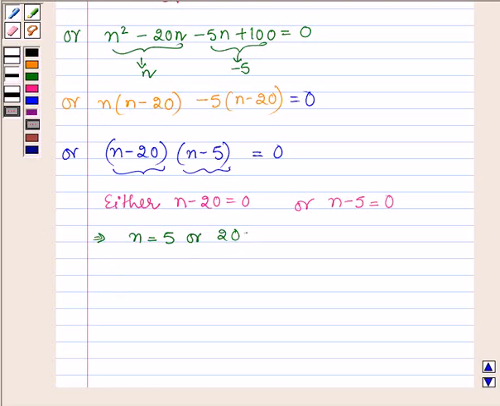Hence, our answer is the value of n is 5 or 20.